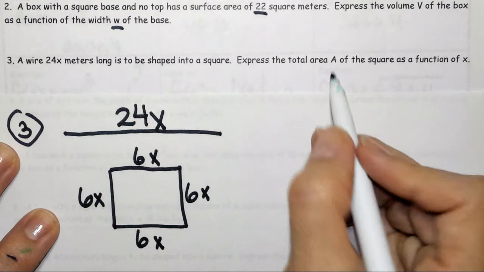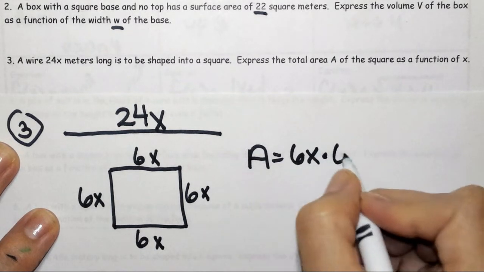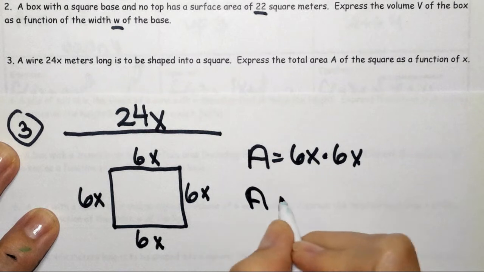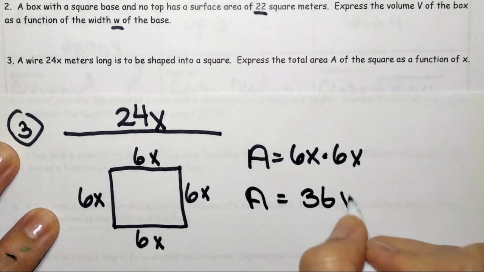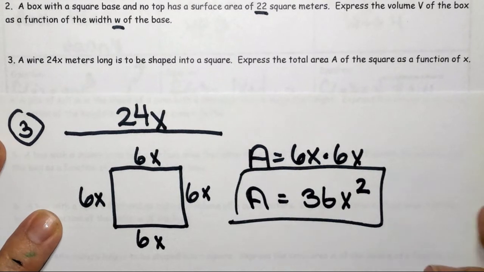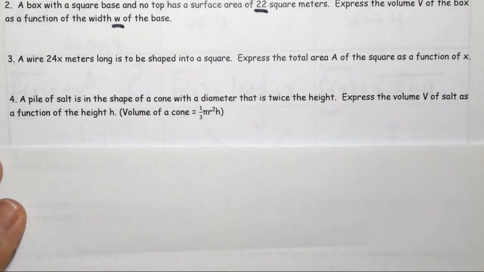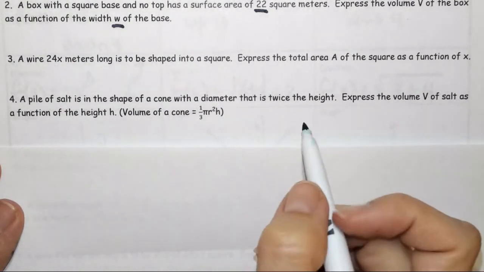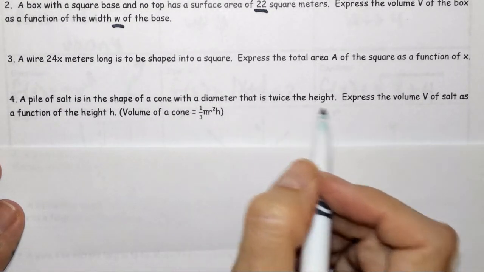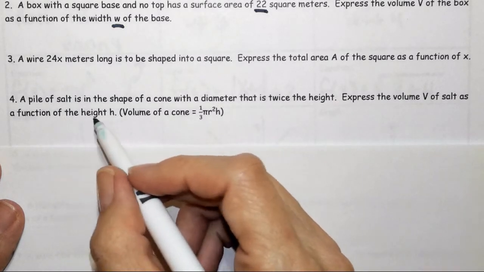And they want me to find the area. Area equals the length times the width. So area equals 36x squared. And you're done. That one's easy. All right, number 4. On number 4, it says a pile of salt is in the shape of a cone with a diameter that's twice the height. Express the volume V of salt as a function of height.